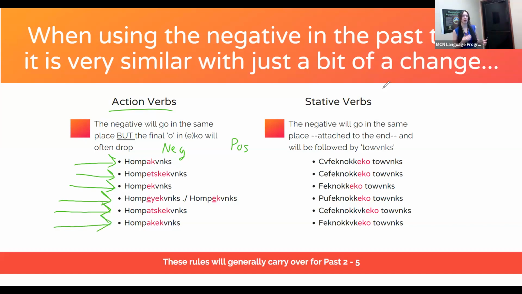So they didn't, hombogigunks. Nice. Positive, they did eat, hombogunks. Nice. And one more time, negative, they didn't eat, hombogigunks. Nice. Good job.